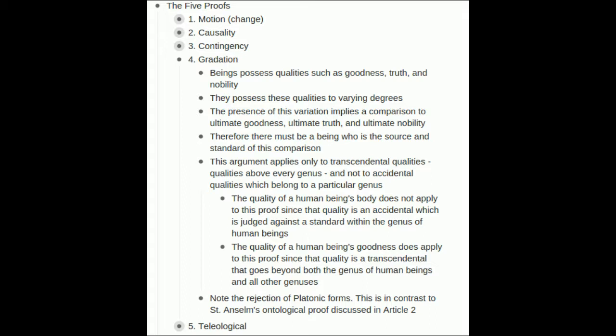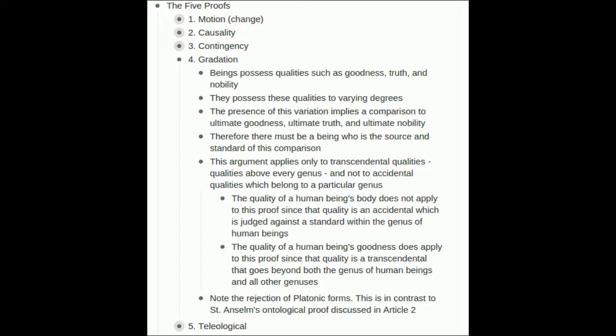And note the rejection of Platonic forms there, in contrast to St. Anselm's ontological argument we talked about in the last video. So St. Anselm was kind of theorizing the Platonic heavenly forms, if you will. Whereas within the Aristotelian system that St. Thomas is using, this proof applies because there isn't a form of goodness that all things are conforming to. The forms exist in beings themselves. They don't exist in some abstract celestial world of the forms way out there beyond reality. Okay? And then this argument applies only to transcendental qualities, qualities that are above every genus, and not to accidental qualities which belong to a particular genus.